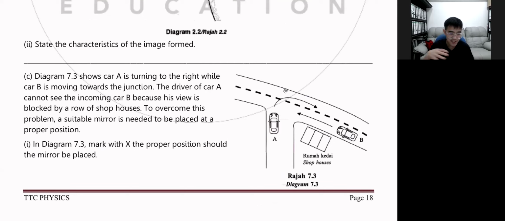So we can do this C1 first, later we'll go back to question B. Question C1 asks, mark X at the proper position where the mirror should be placed. So where should the mirror be placed?